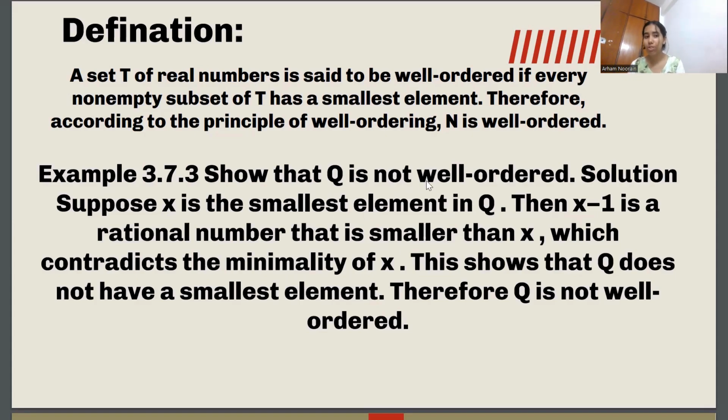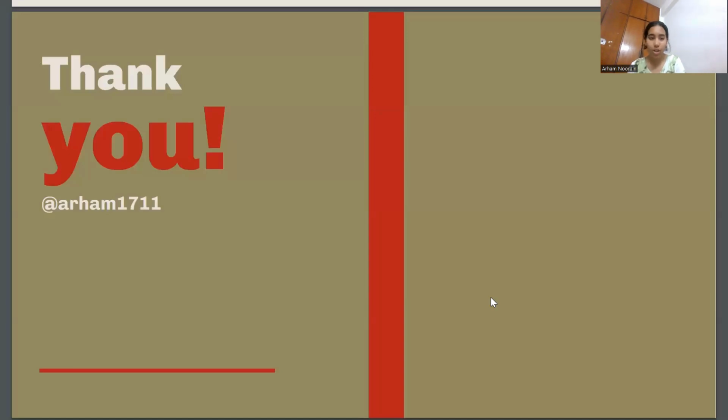We had to show that Q is not well ordered, so in the solution we say that x minus 1 is a rational number that is smaller than x, which contradicts the minimality of x. This shows that Q does not have a smallest element. Q is not well ordered.